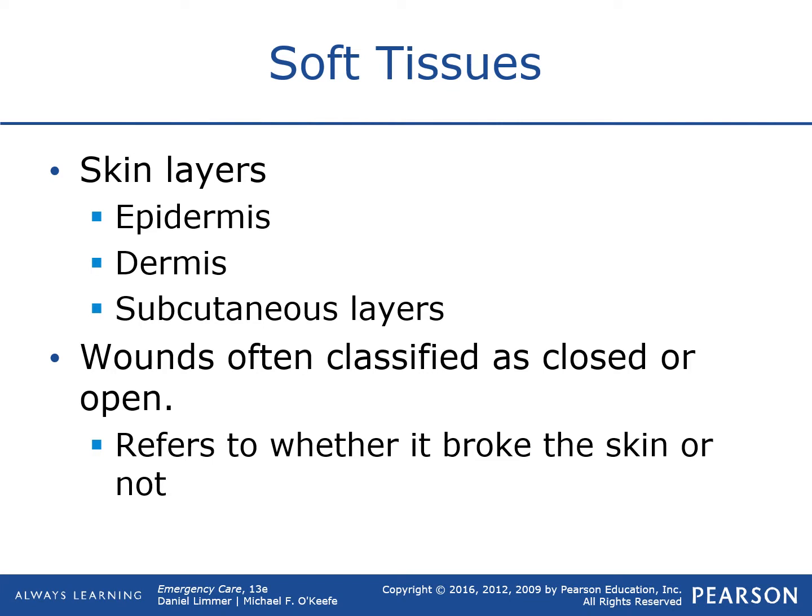So when we say that we have an open femur fracture, that means that the femur is actually sticking through the skin, versus a closed femur fracture, that means the skin is completely intact. So you will hear that quite a bit throughout trauma, where we refer to open and closed injuries.